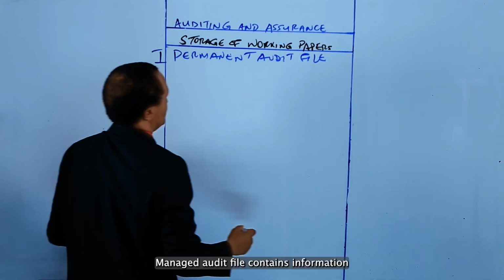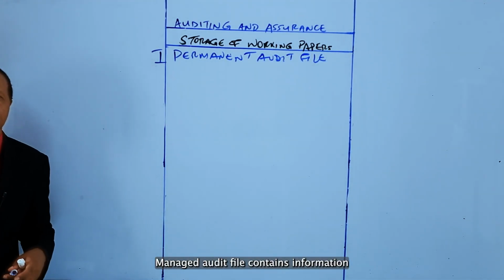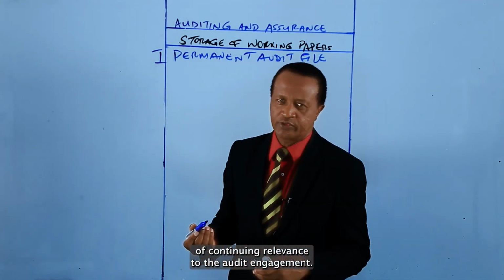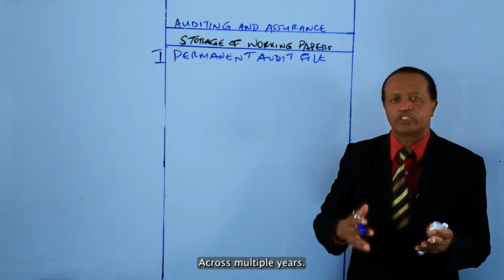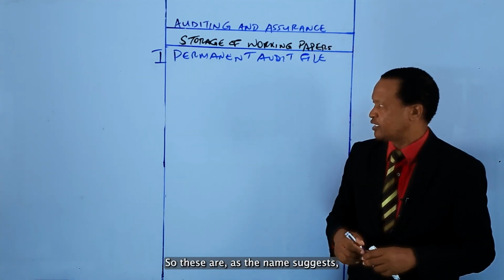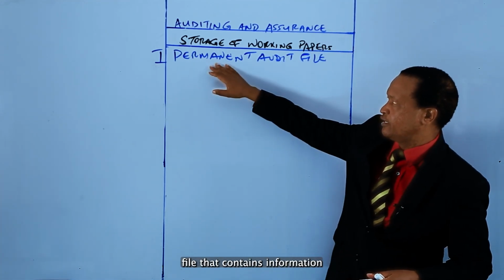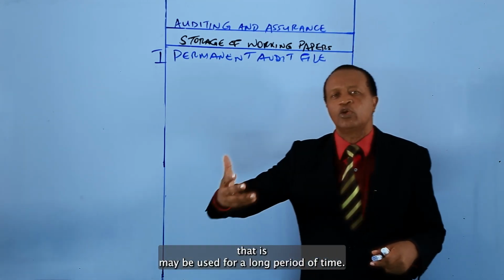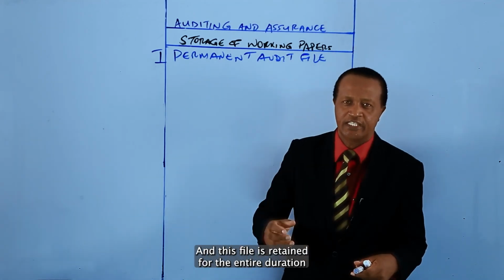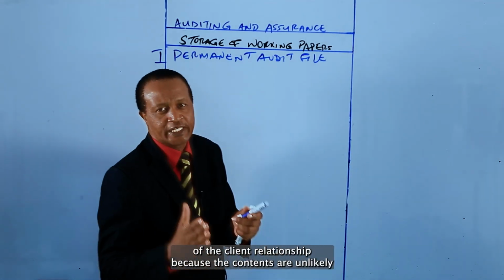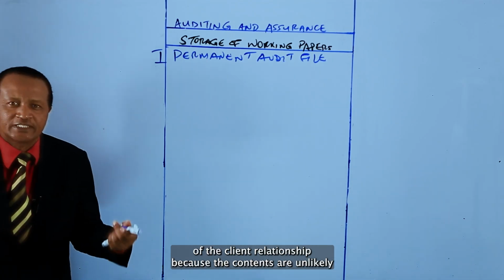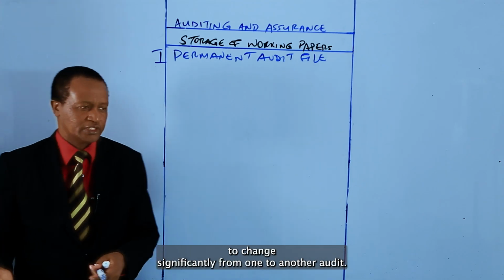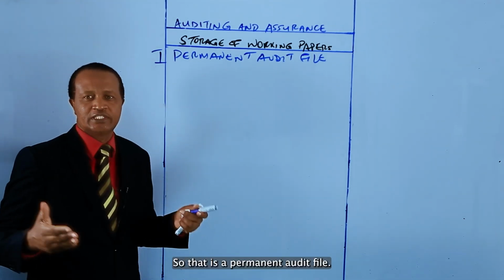Permanent audit file. The permanent audit file contains information of continuing relevance to the audit engagement across multiple years. So it is, as the name suggests, a file that contains information that may be used for a long period of time, and this file is retained for the entire duration of the client's relationship because the contents are unlikely to change significantly from one audit to another. So that is a permanent audit file.